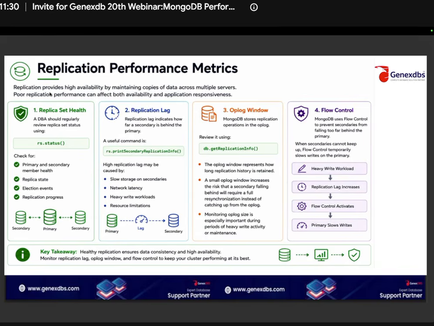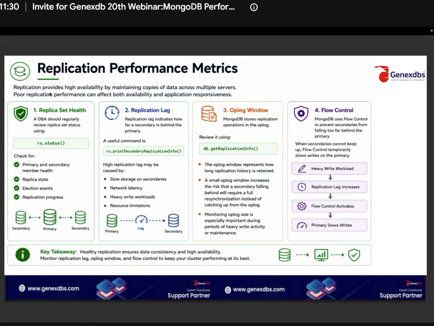How is it happening? And then replication lag. Replication lag is nothing but how far a secondary is behind the primary server. The useful command here is rs.printSecondaryReplicationInfo. By using this command, we can see output like 2 seconds behind the primary server. It will show the replication lag. High replication lag can be caused by slow storage on secondaries, network latency, heavy write workloads, and resource limitations. In those cases, replication lag will increase.